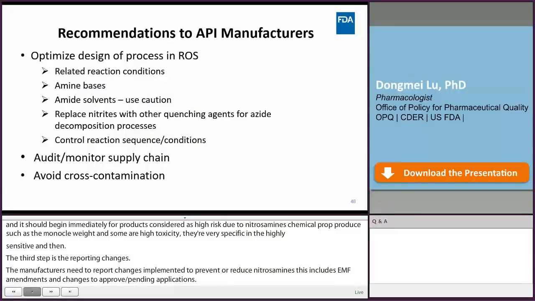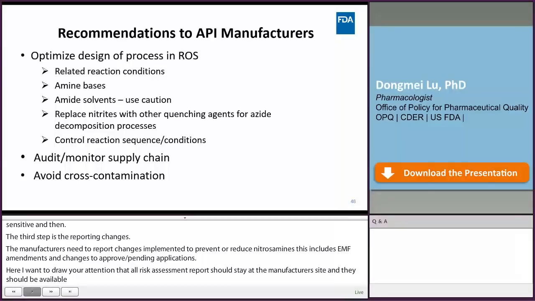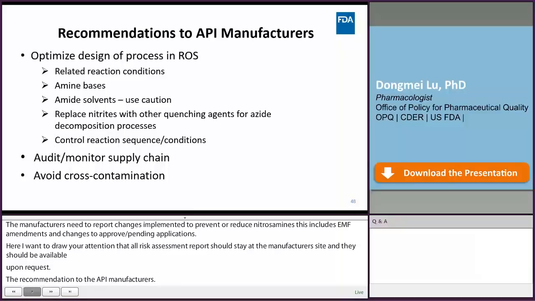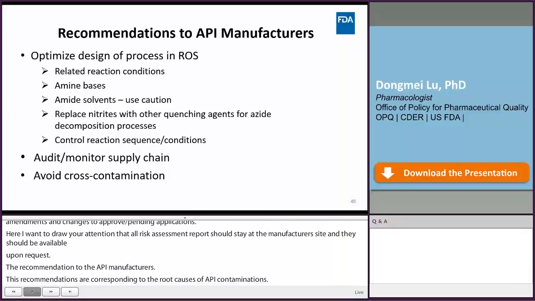Recommendations to the API manufacturers. These recommendations correspond to the root causes of API contaminations. First recommendation: API manufacturers should optimize the design of the manufacturing process during route of synthesis development. Several factors should be considered.